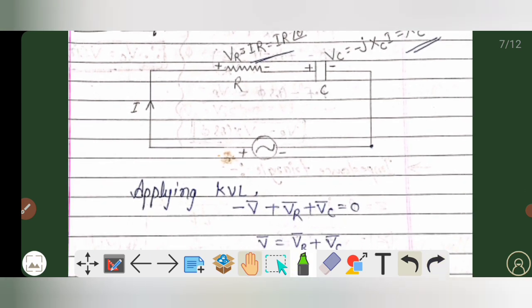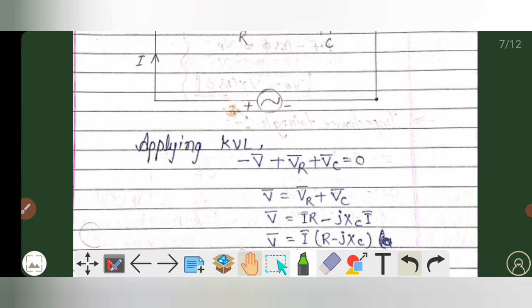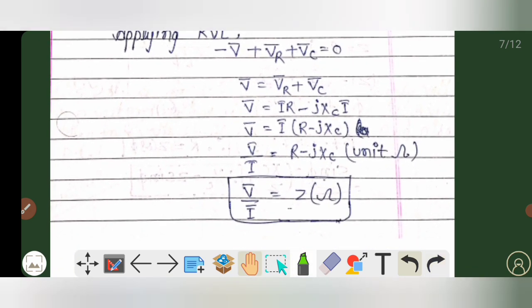Now in this circuit, if you want to calculate the equivalent voltage, that will come out to be V is equal to VR plus VC. Here we will put in all the values, and we will get V is equal to I into R minus jXC. If we send the I to the left side, the equation will come out to be V by I is equal to R minus jXC.